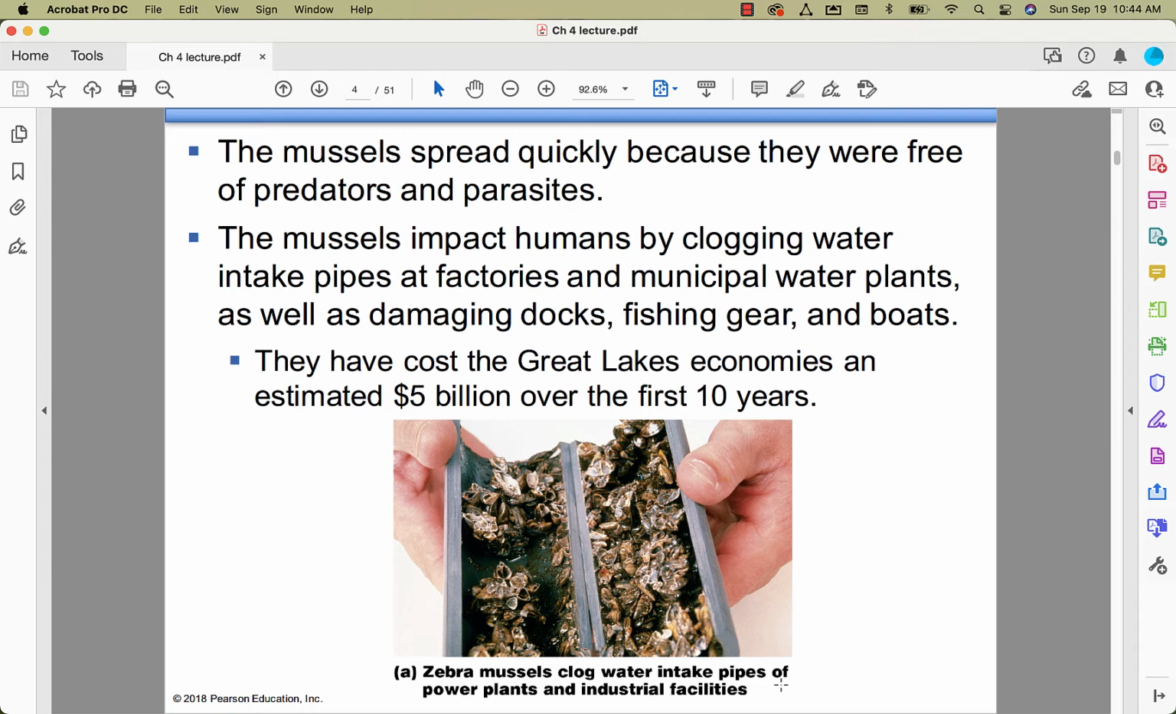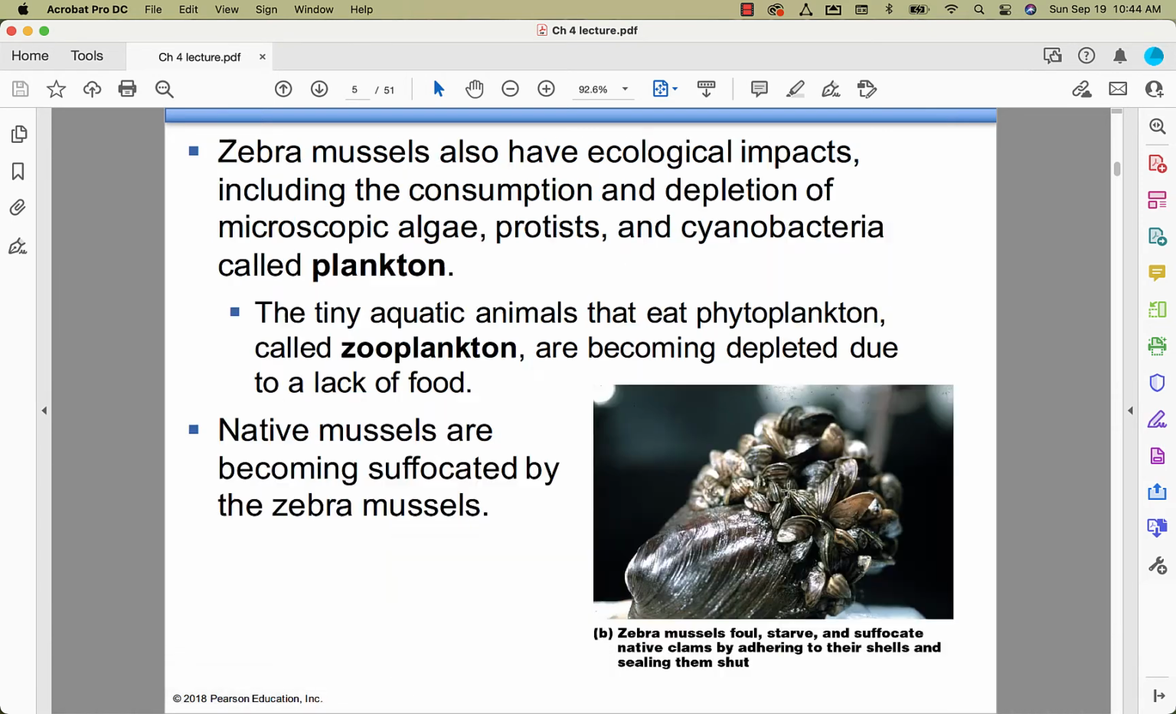So in terms of human impact, they clog water intake pipes, they damage docks. The docks and the fishing gear and the boats can become so laden with these zebra mussels that they collapse or they sink. In the first 10 years of their existence in the Great Lakes, they have cost over $5 billion in terms of economic impact, which is kind of crazy. There's a picture down the line in the lecture.